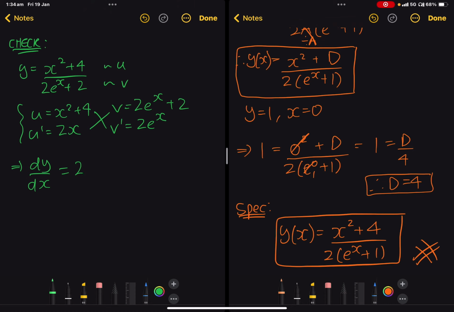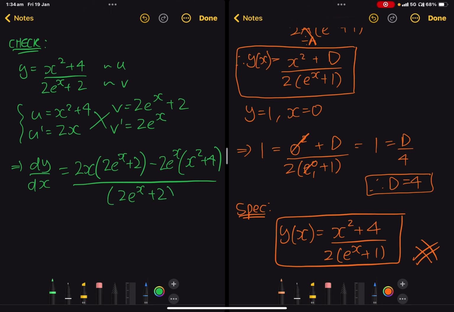U prime times v, that is 2x times 2e to the x plus 2 minus u times v prime, that is 2e to the x times x squared plus 4. It's in the other order, but it's more convenient to write it this way. All over v squared, which is 2e to the x plus 2 squared.